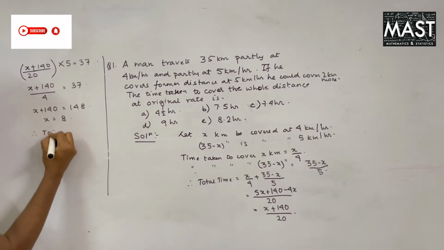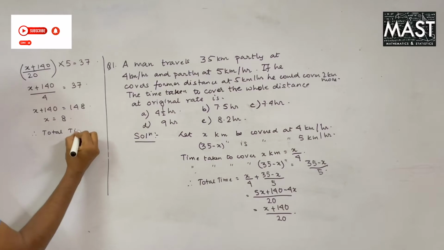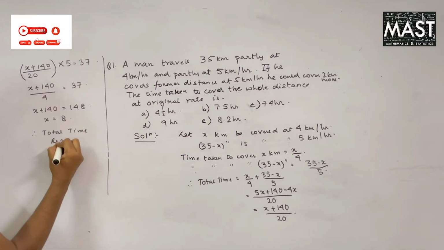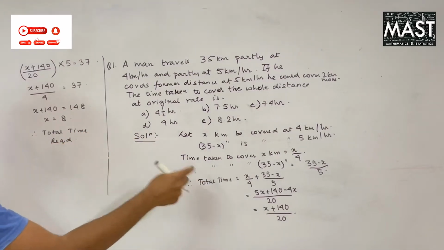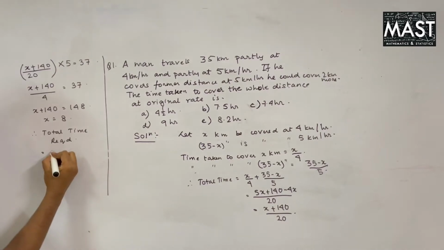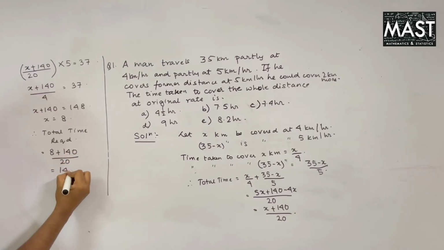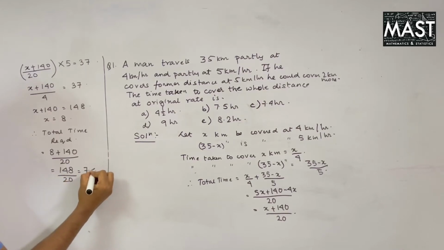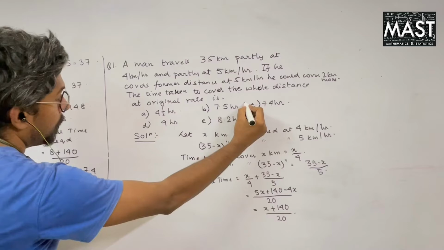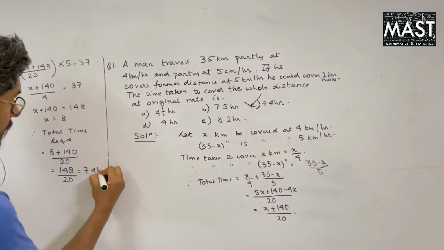Therefore, total time required at original rate. So we just substitute the value of x in the equation, which will make it (8 plus 140) by 20, which is 148 by 20, which is 7.4. So my answer would be 7.4 hours.